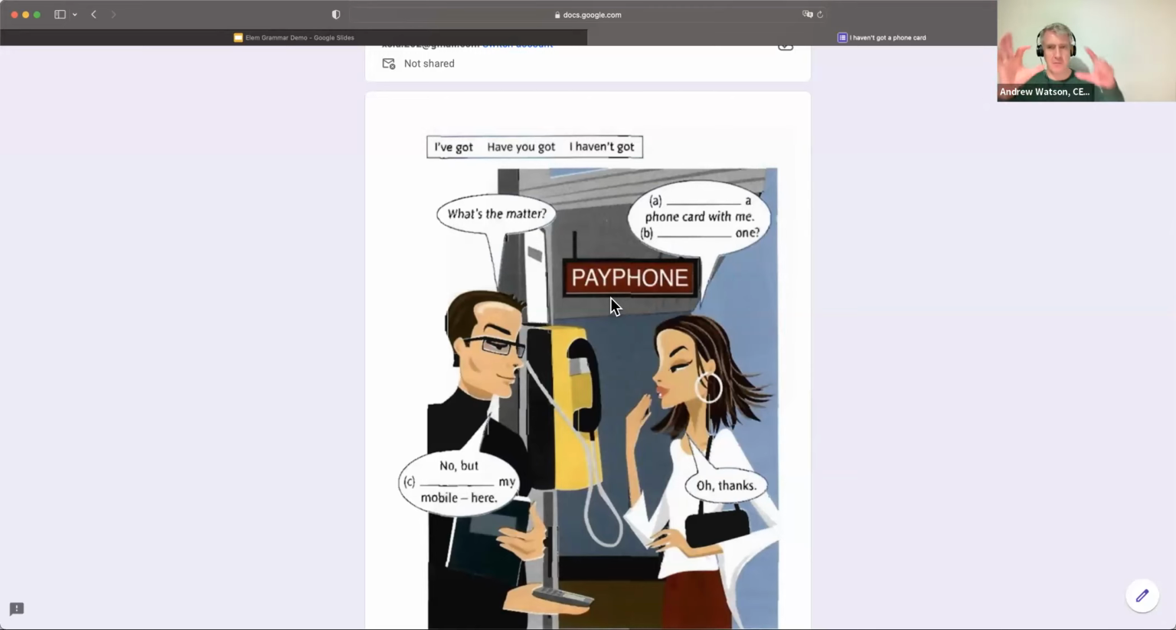Or remember, many years ago we used these little cards to make phone calls, right? So what's the problem? Does she have a phone card or no? She hasn't a phone card. She doesn't have one, right? So she has no phone card.